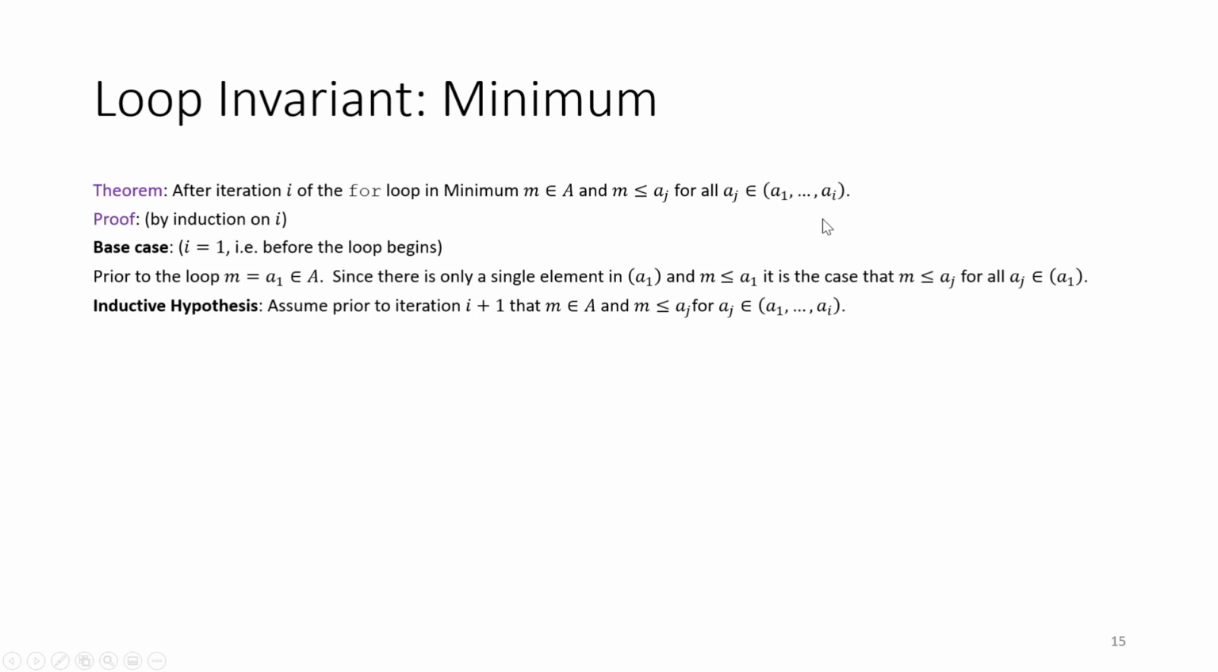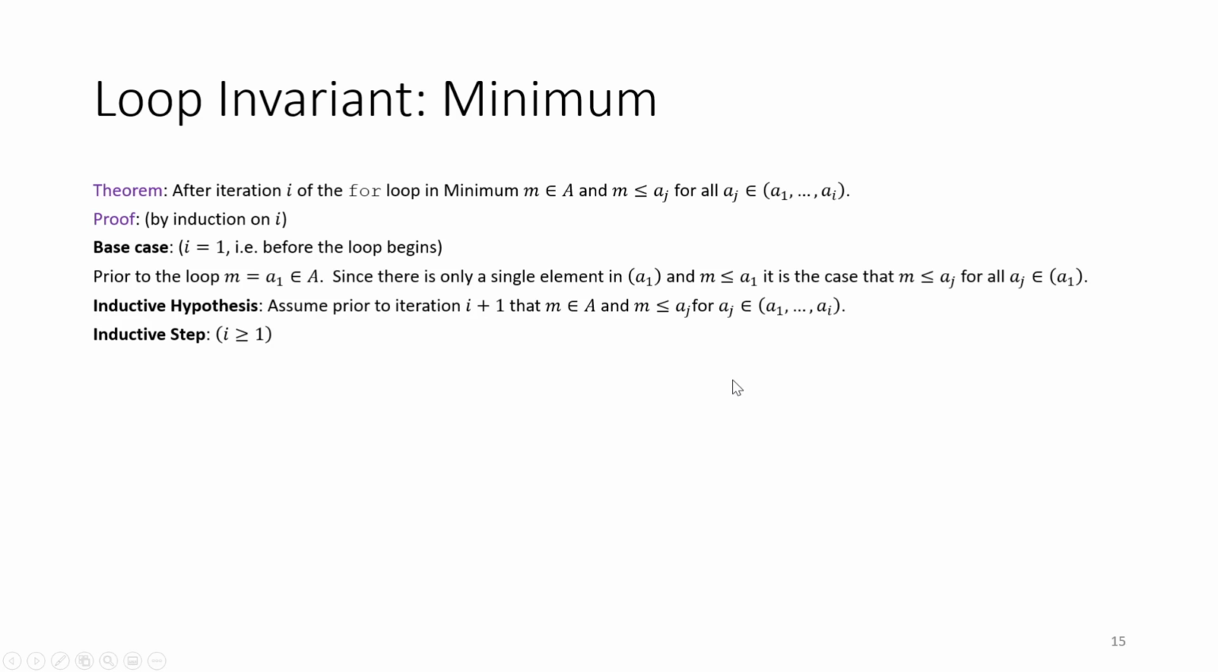Now, luckily, what do we do in iteration i plus 1? We compare m to exactly that element, ai plus 1. So now we're going to use what we do in the code, what we do in that step, to make this argument follow through.